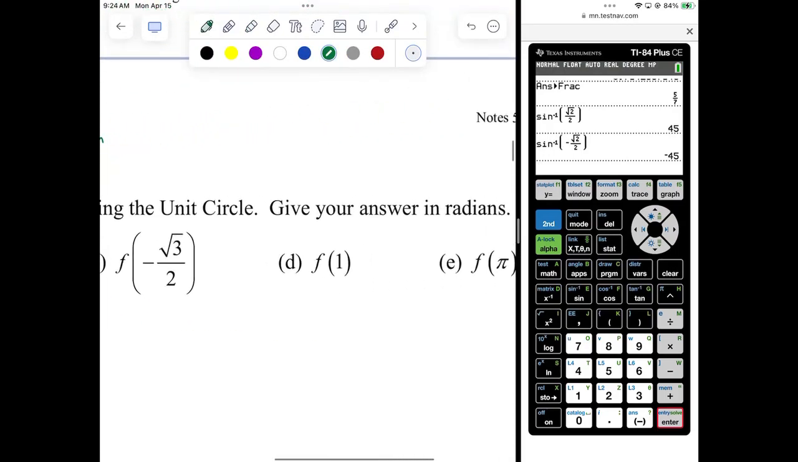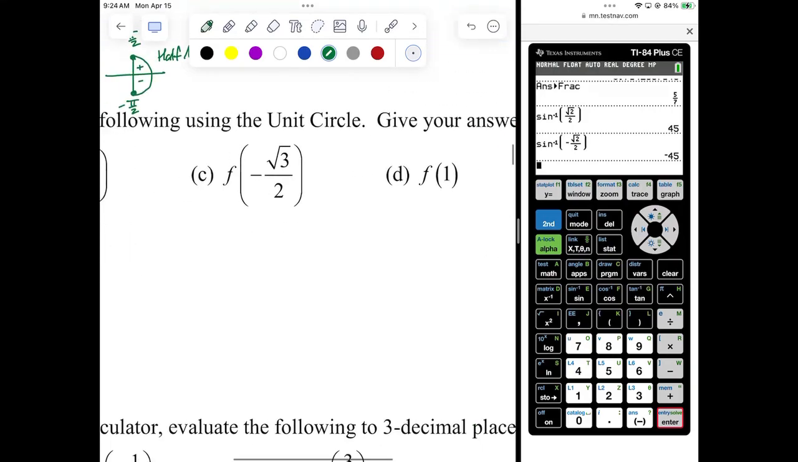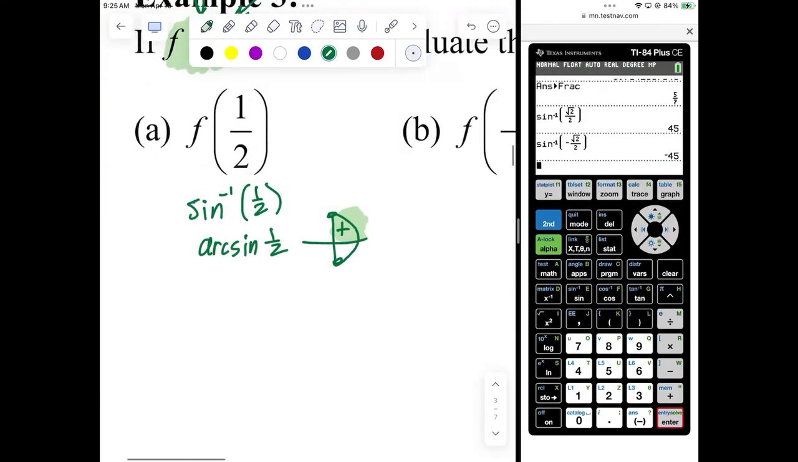Are we in degrees or radians? Give your answer in radians. Pi 6. We're using the unit circle in reverse. Let's try it going forward. What's sine of pi 6? 1/2. What's inverse sine of 1/2?